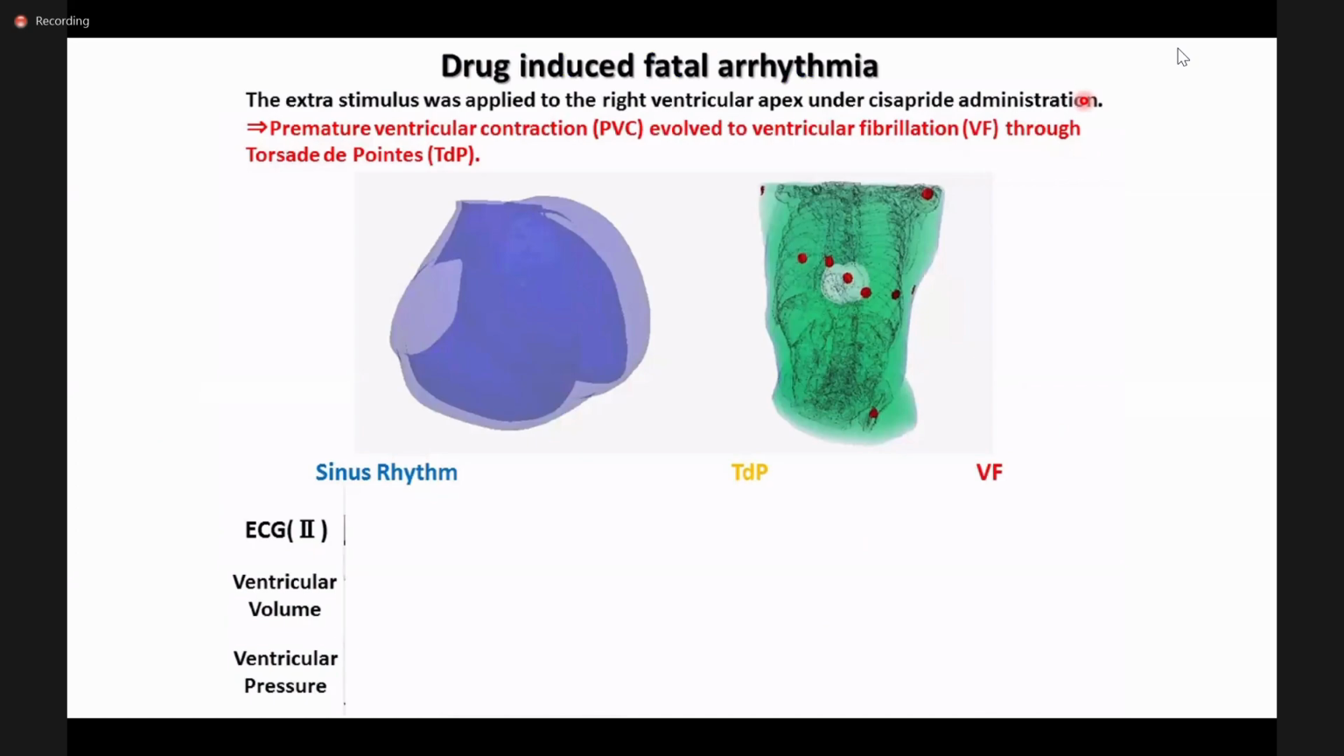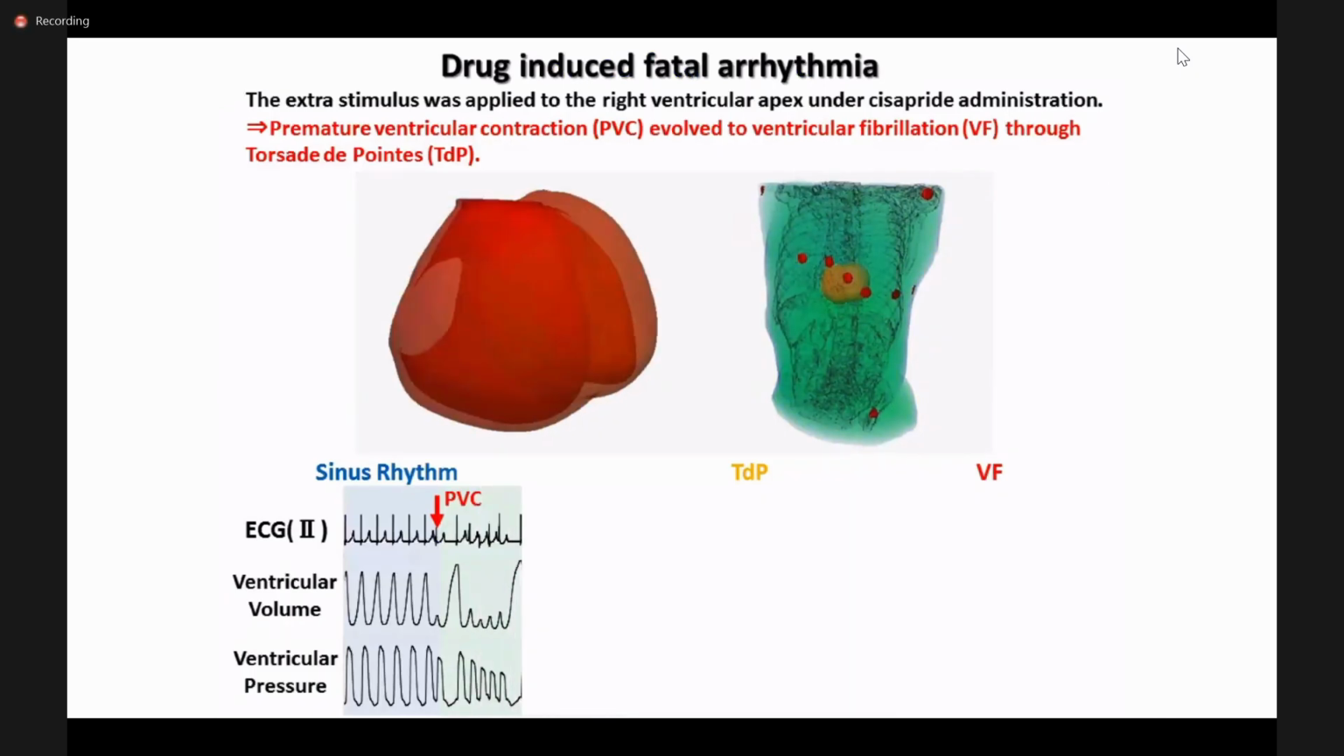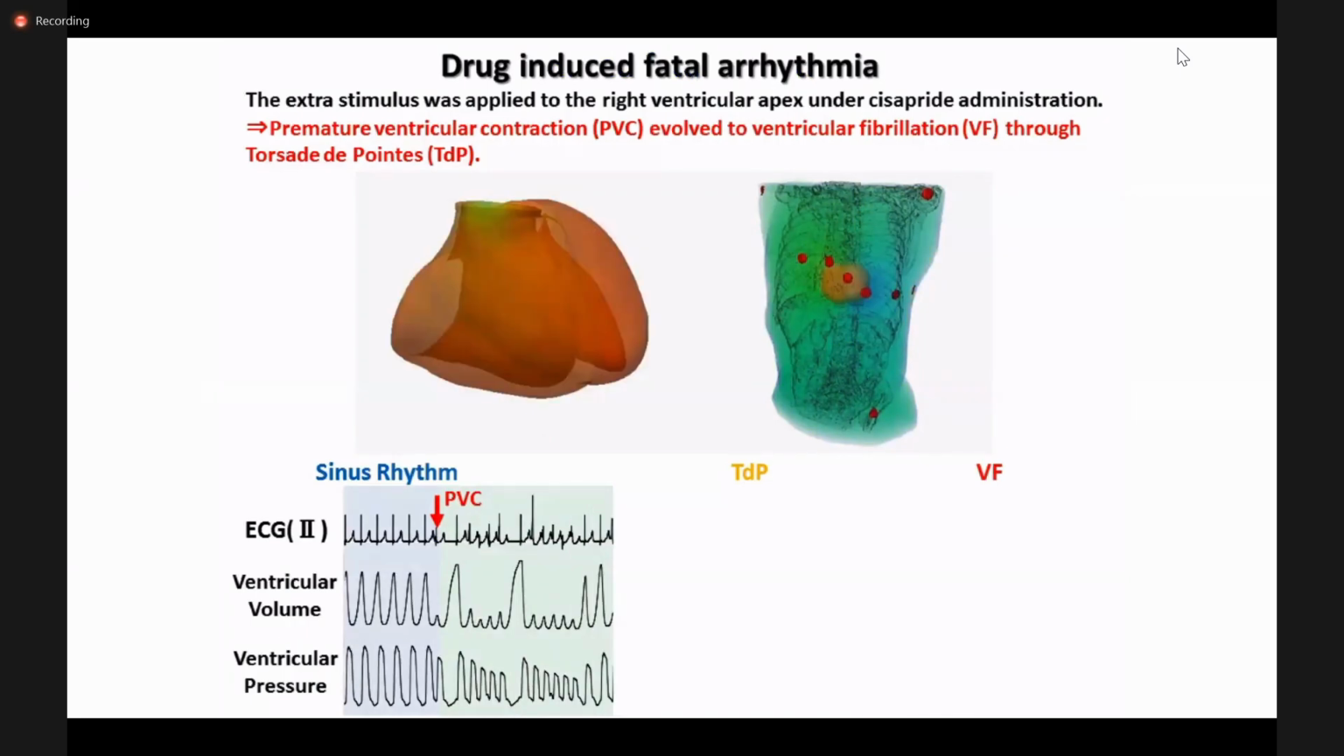At last, I'd like to show the arrhythmia propagation test. The external stimulus was applied to the right ventricular apex under Sotalol administration. Sotalol is known as the high-risk drug. Premature ventricular contraction evolves into ventricular fibrillation through the torsade de pointes.